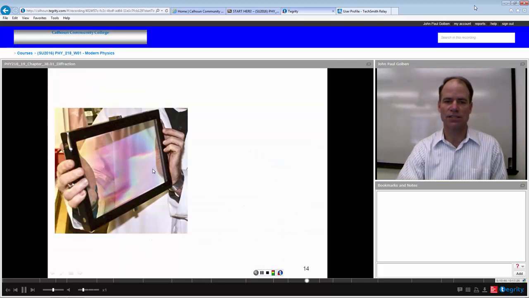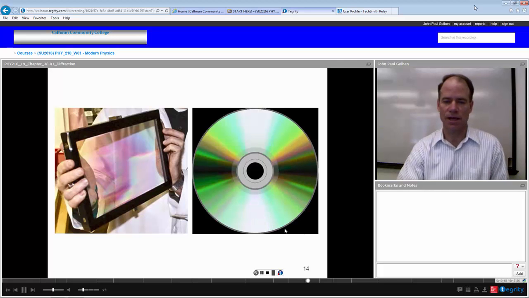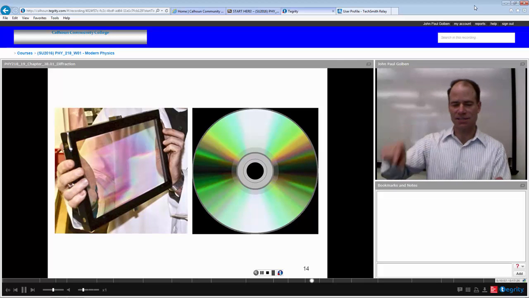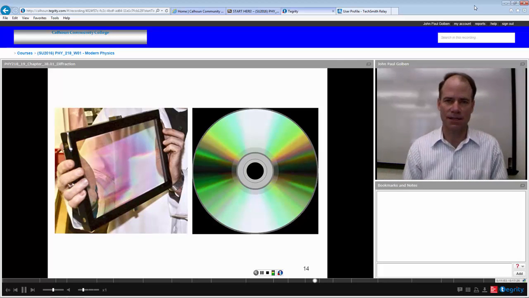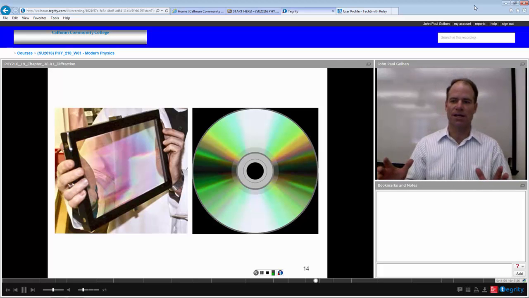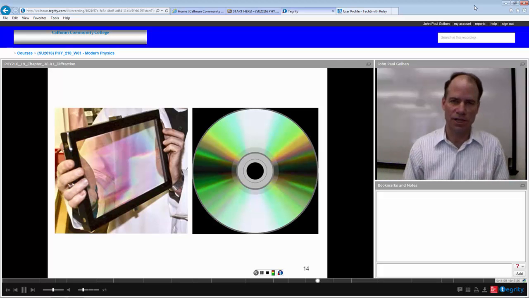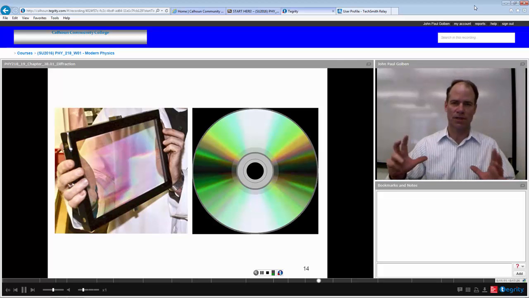So here's a transmission grating on the left, and a reflection grating on the right, which is just the inner side of a CD disc. A CD disc has regular grooves at equal spacing, so it's basically acting as a diffraction grating. And if you change the angle of that grating, you can change the color of the interference that you're going to see.